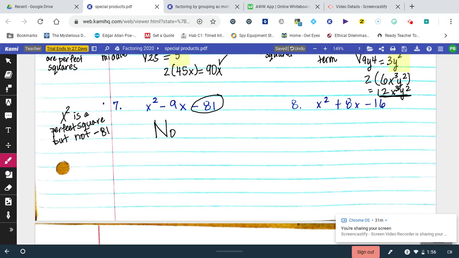Okay. Same thing is happening here. You see this? It's a negative 16. That's not a perfect square. Automatically that's a no. It doesn't matter whether your middle term is positive or negative. If this last term back here has a minus sign in front of it, you can't have a perfect square. That will automatically be a no.